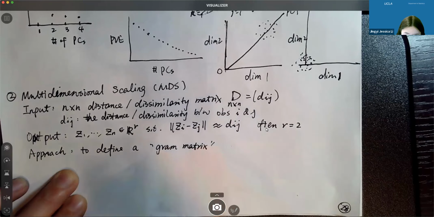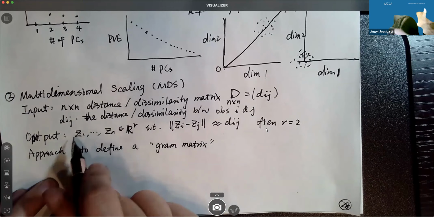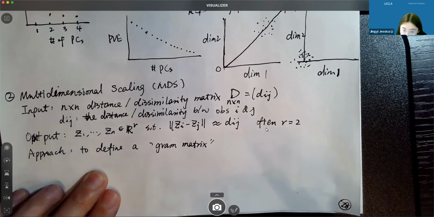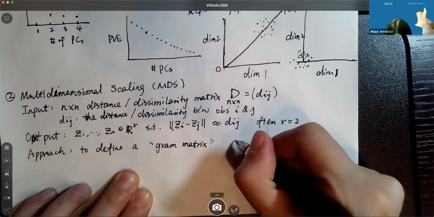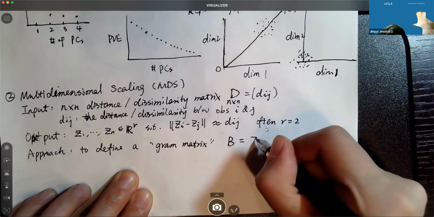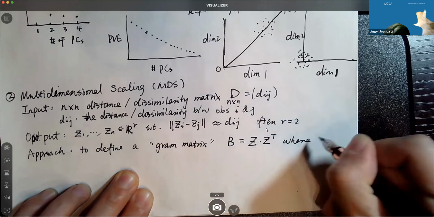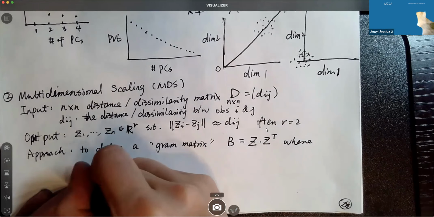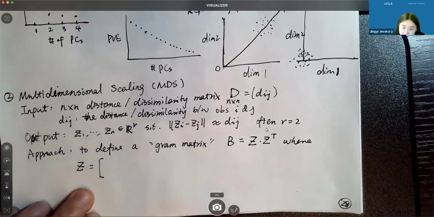Probably the G should be capitalized. So the Gram matrix is actually based on the target Z1 to Zn. So let's see that we find this, maybe I'll write this first. I'll define the Gram matrix B as Z times Z transpose, where Z is just a stacked matrix of the low dimensional vectors to be found.